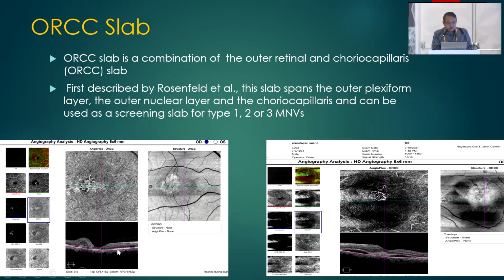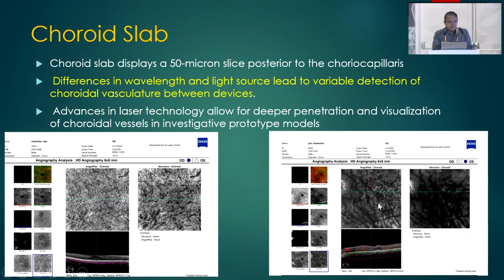You can see this is the ORCC slab. You can see a nice CNV complex here. In another patient, you can see a very good CNV complex as well.